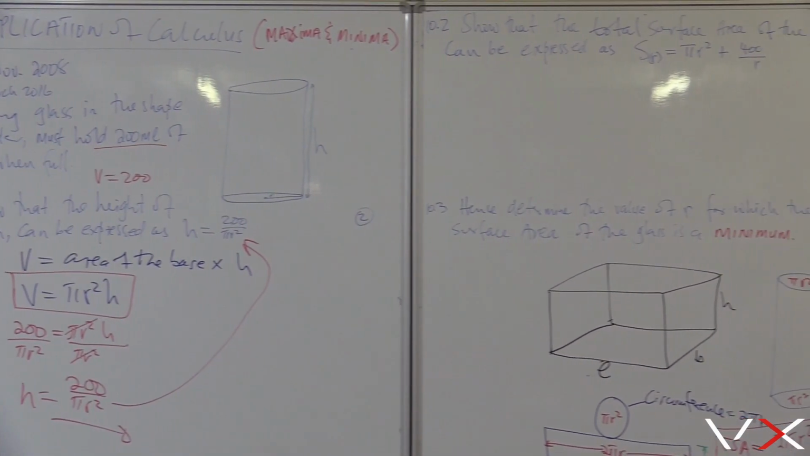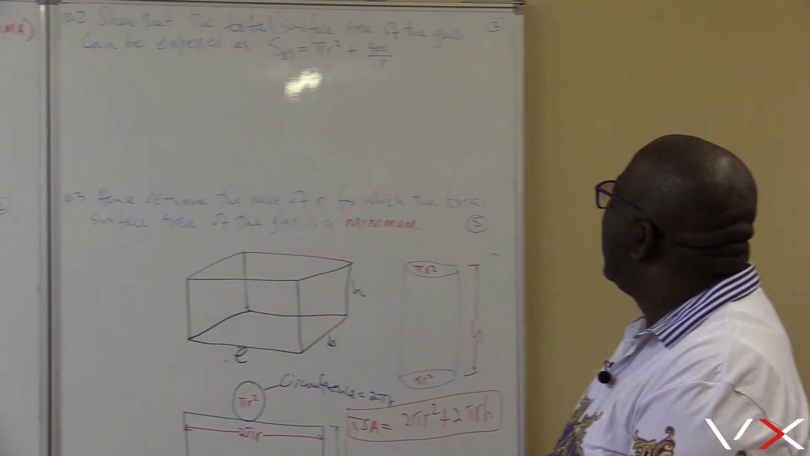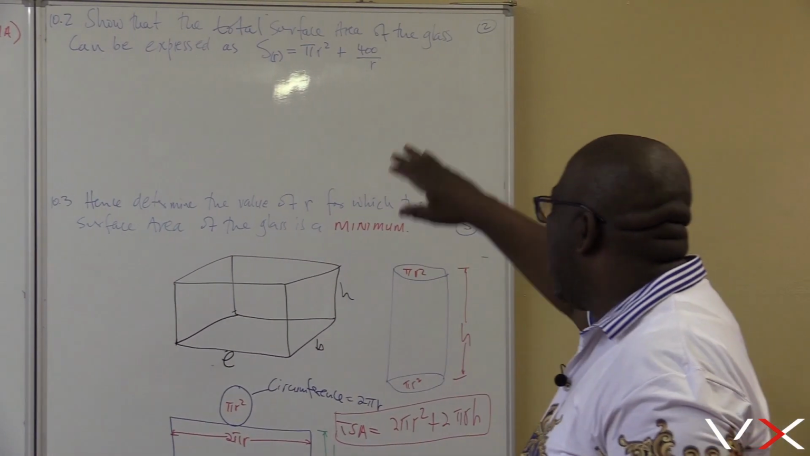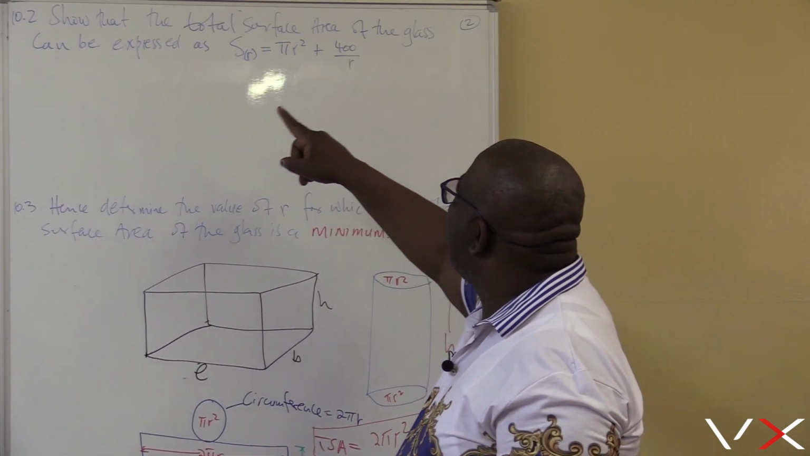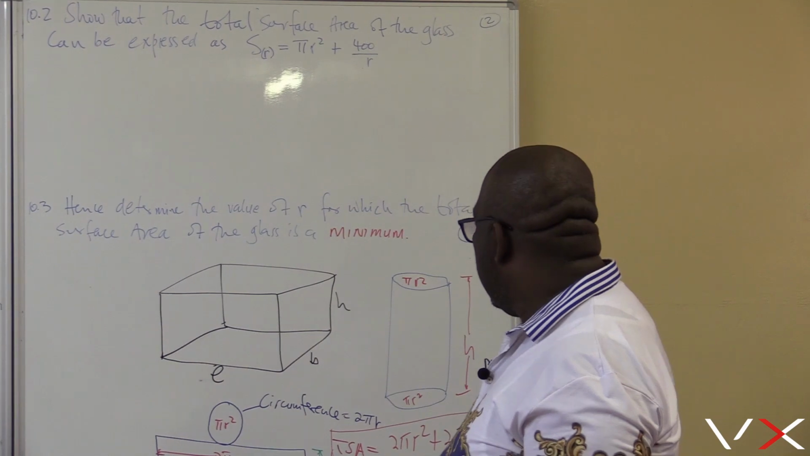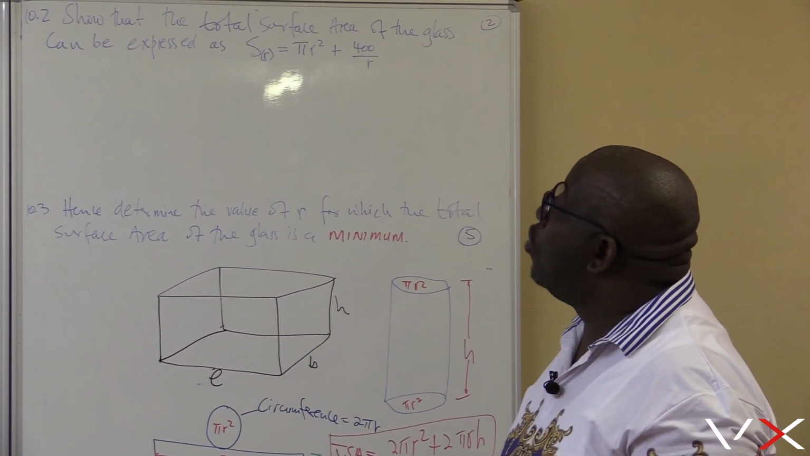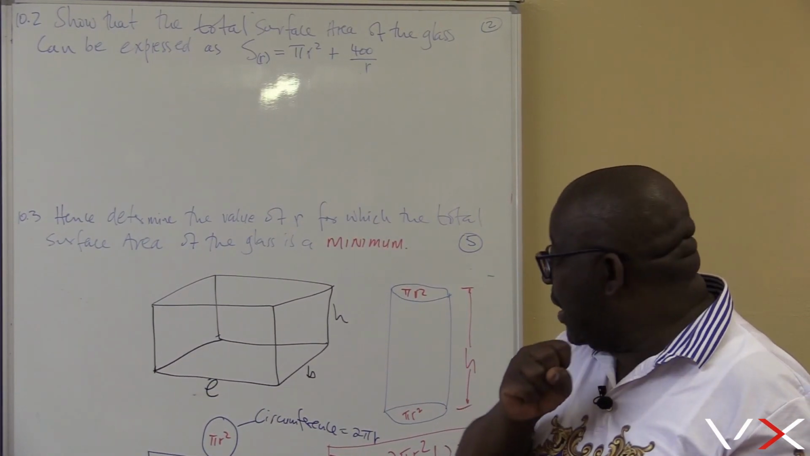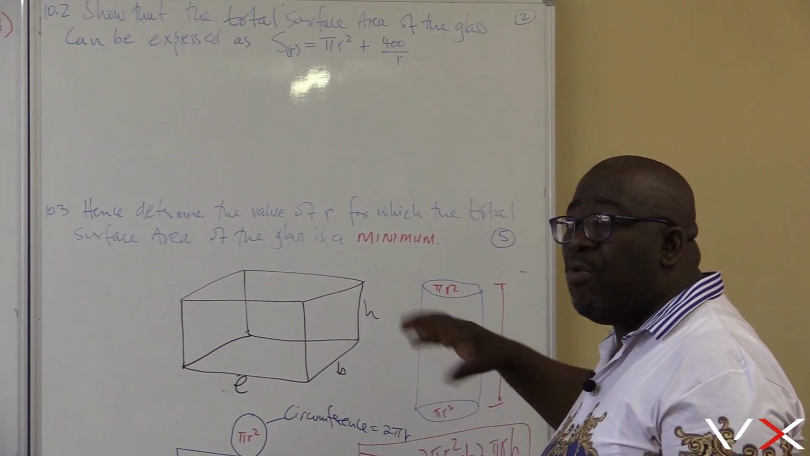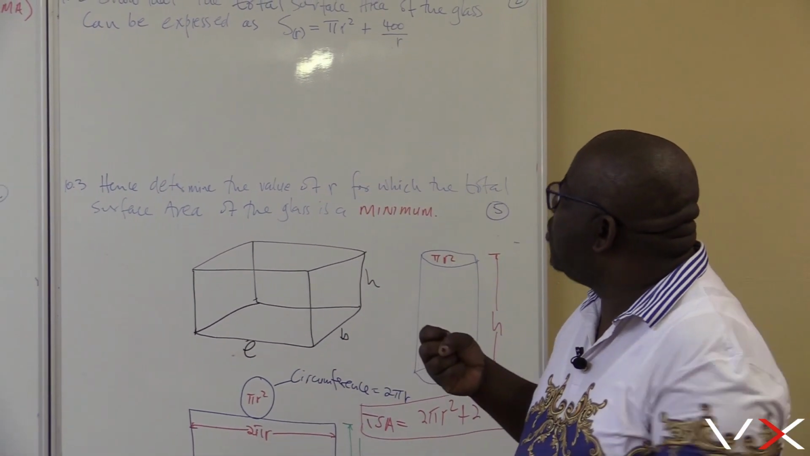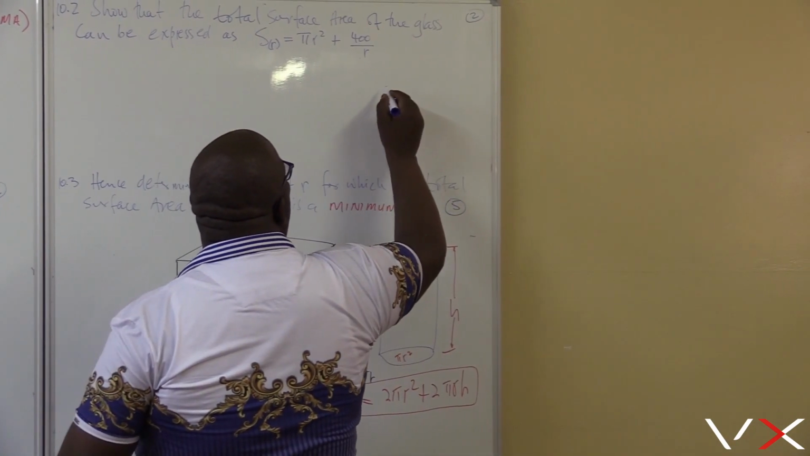The question says, show that the total surface area of the glass can be expressed as that one. Do I know the total surface area of the drinking glass? Remember, this was the total surface area of this tin of fish. Now we're talking of the drinking glass. So a drinking glass, let me just quickly make an example here. A drinking glass, its surface area will look like this one.